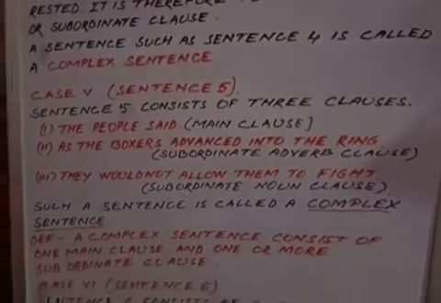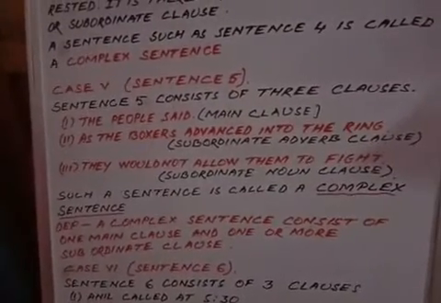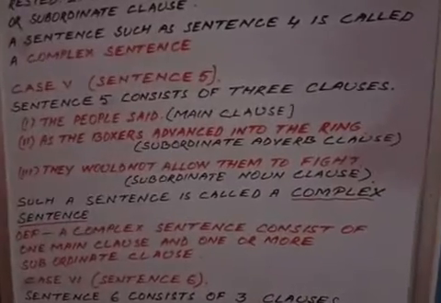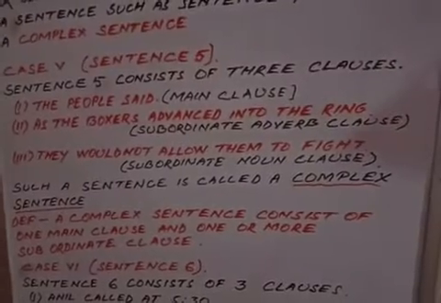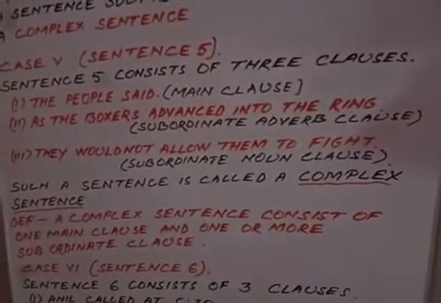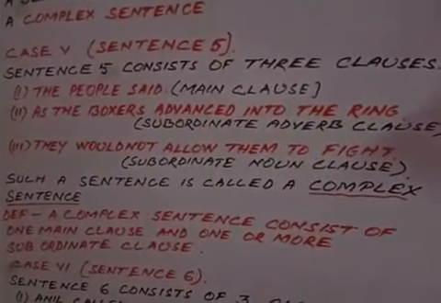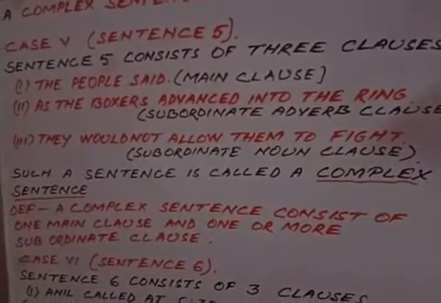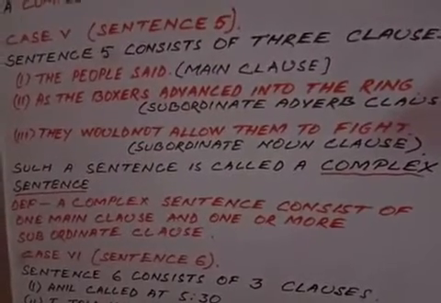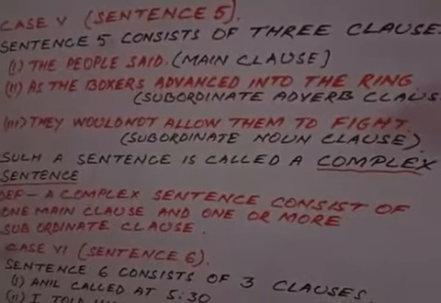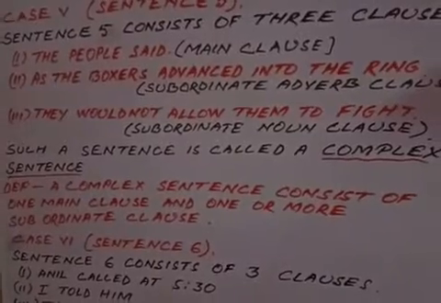Let's come to case number 5. A sentence, case number 5, consists of 3 clauses. The people said, main clause. As the boxers advanced to the ring, subordinate adverb clause. Number 3, they would not allow them to fight, subordinate noun clause. Such a sentence is called a complex sentence. Definition of complex sentence: a complex sentence consists of one main clause and one or more subordinate clauses.